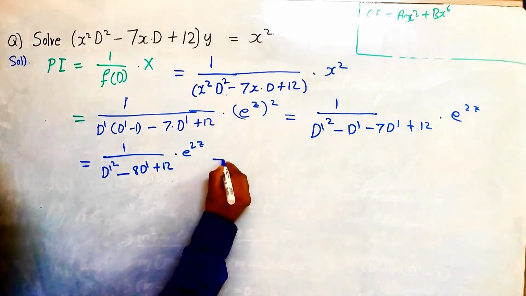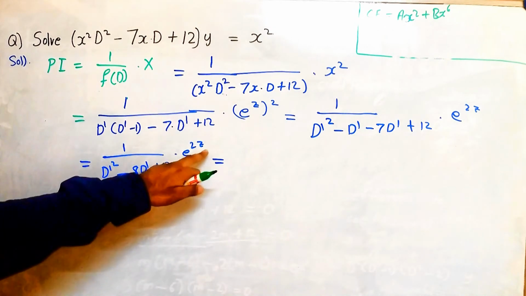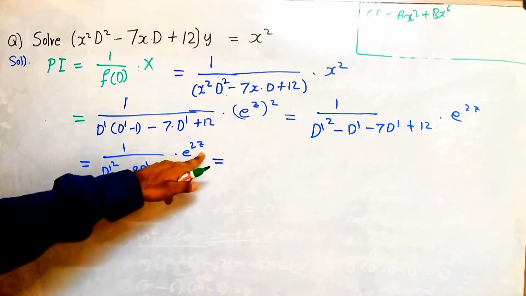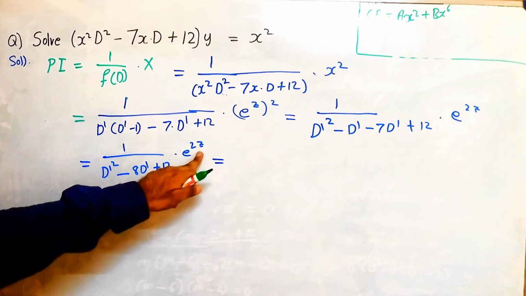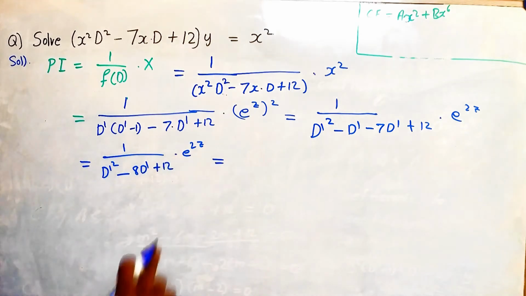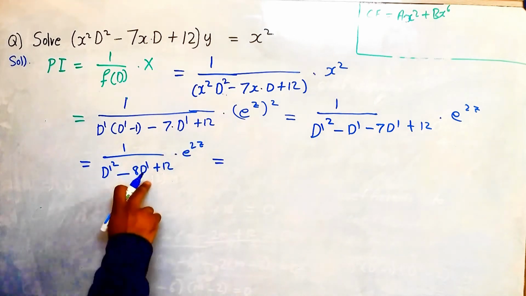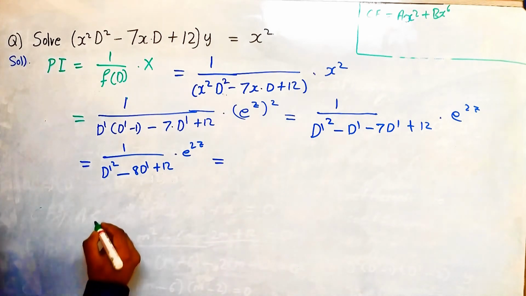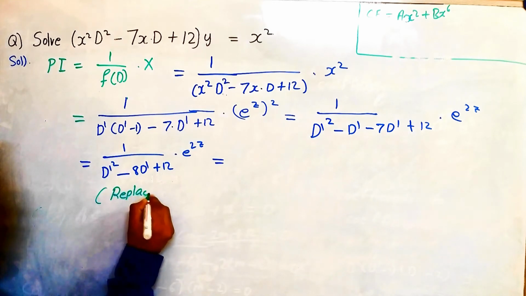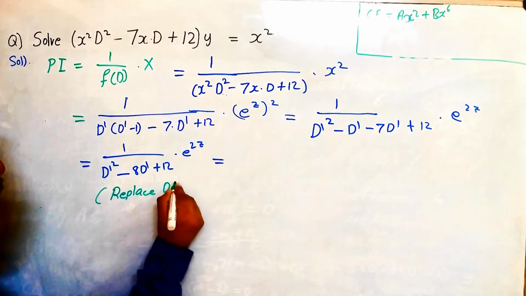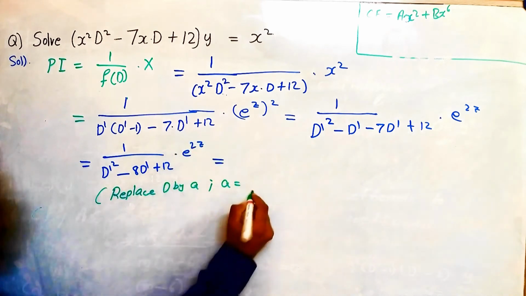So the next step is to substitute the value. So it is in the format of e to the power of ax or e to the power of az. So when the RHS value comes in this format, e to the power, we have to replace the a value in the d square and the d respectively. So we know replace d by a, that is the formula. Replace d by a, and here a is equal to 2.